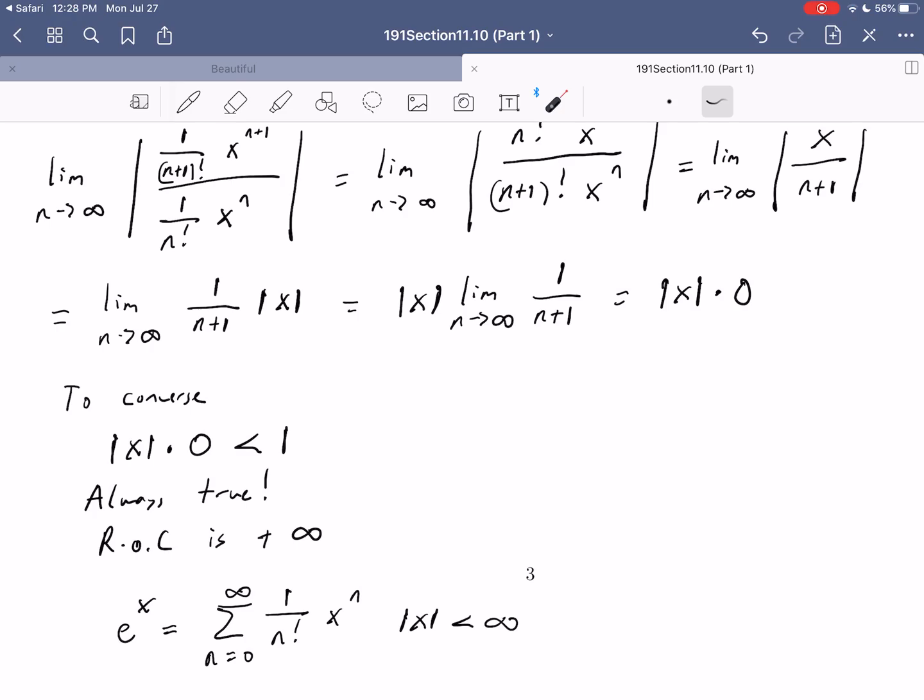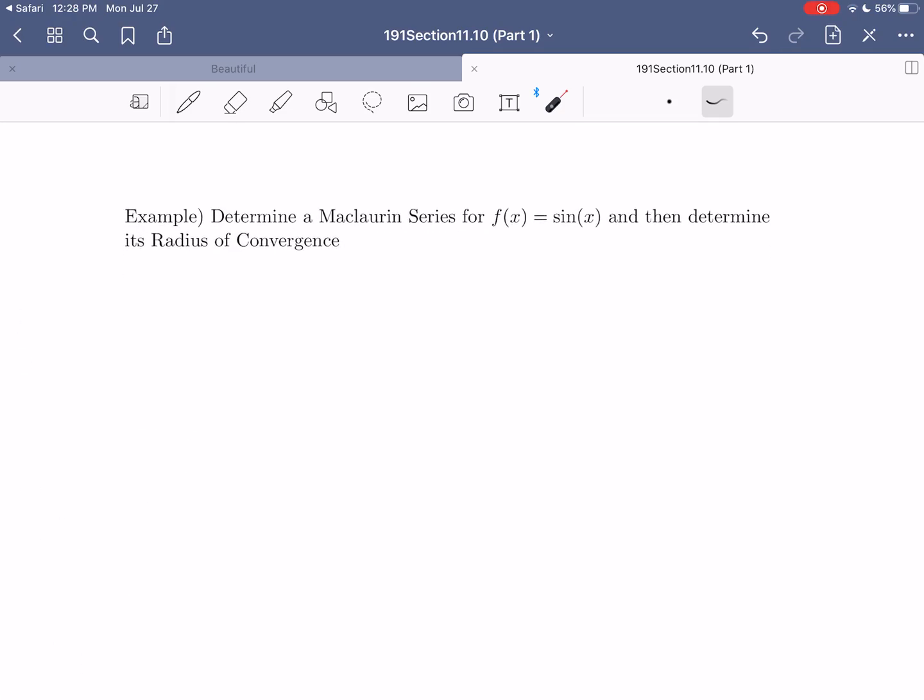Let's go ahead and talk about those. So let's determine a Maclaurin series, again centered at 0, for f of x equals sine x, and then determine its radius of convergence. So we'll do our same sort of approach. We'll make a little table: 0, 1, 2, 3, 4.